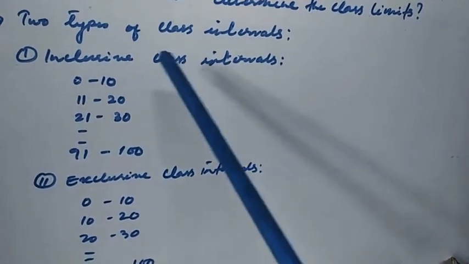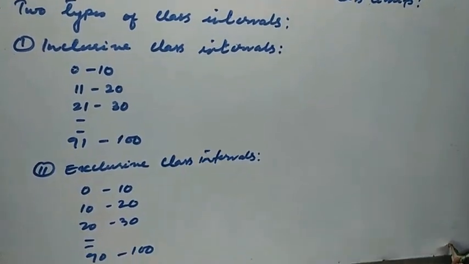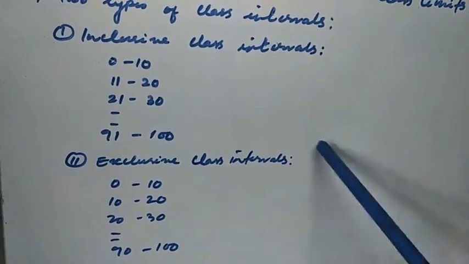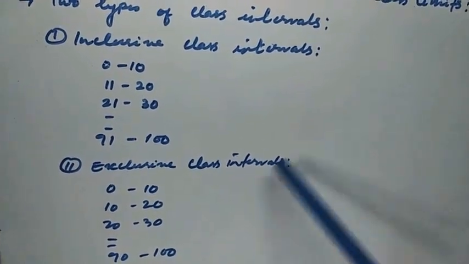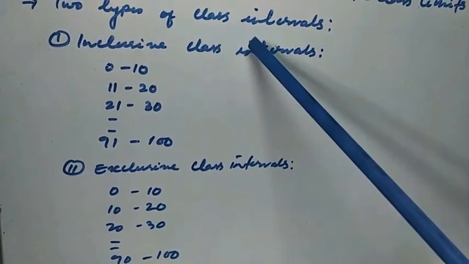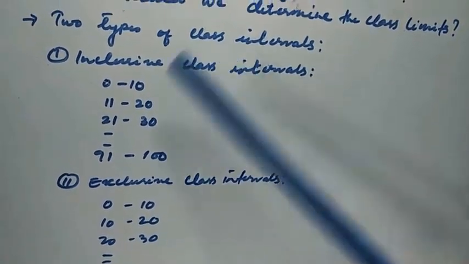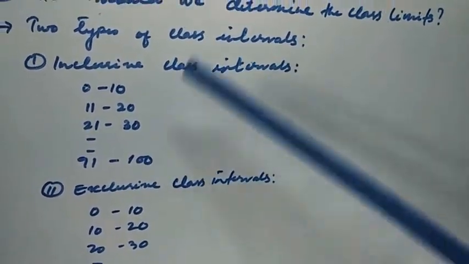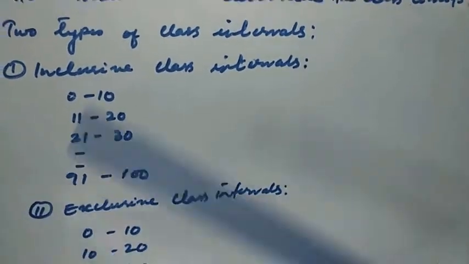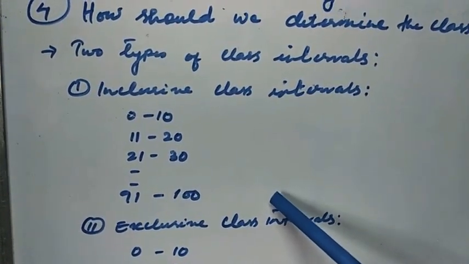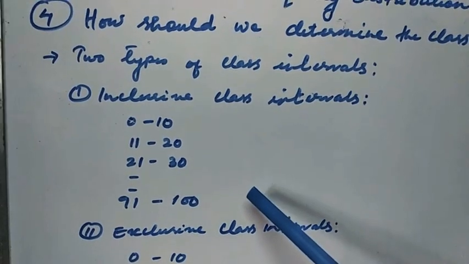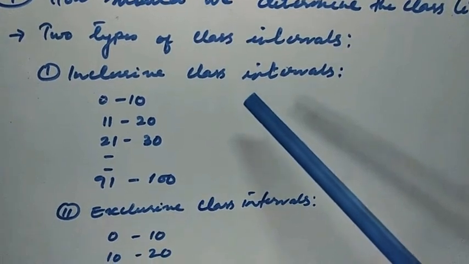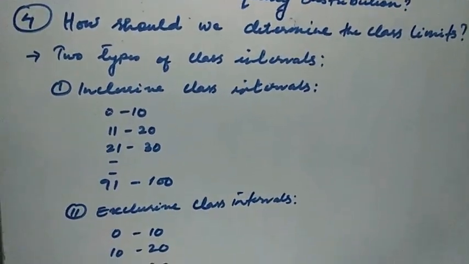Both inclusive and exclusive have a definite purpose and uses. In the case of discrete variables, both exclusive and inclusive class intervals can be used. In the case of discrete variables, we can use both types of class intervals. But in the case of continuous variables, inclusive class intervals are used very often, and not exclusive.